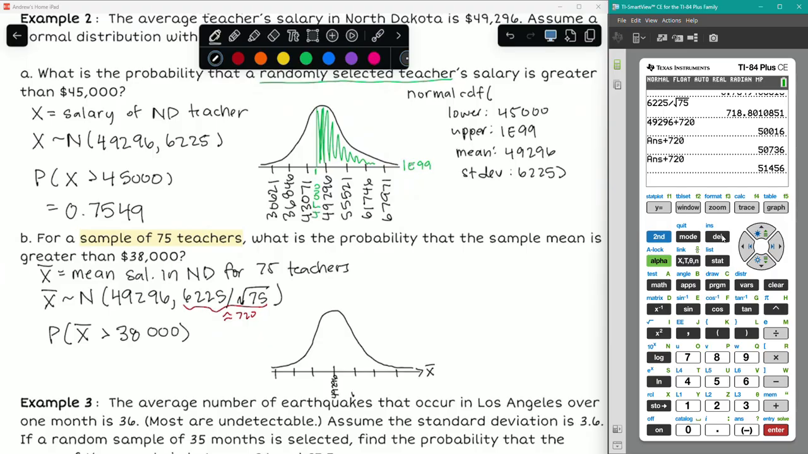So I get 50,016, 50,736, and 51,456. And then going the other direction, I'm subtracting. So 48,576, 47,856, and 47,136.